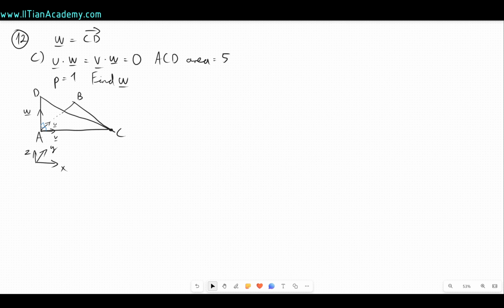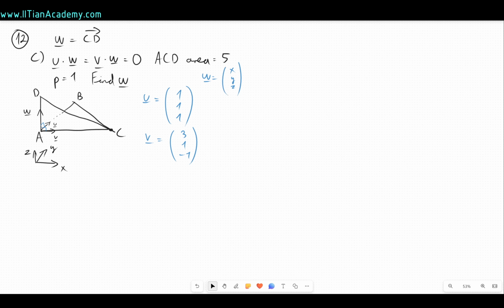So from the previous part, we have solved for P is equal to 1, so we can find the value of vector U. This will simply be 1, 1, 1, if we plug into that formula we found in the previous part, and V will be 3, 1, minus 1. So what we know is that W is going to be perpendicular to both of these. So let's just say that W for now has some unknown coordinates x, y, z.